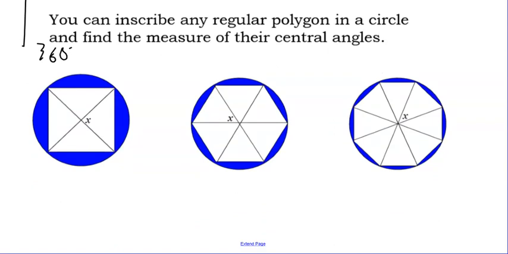So basically, if you look at the square, this angle right here is 360 divided by 4. So that's 90 degrees. All right? For this next shape, 1, 2, 3, 4, 5, 6, you're dividing by 6, so that's 60 degrees. And here you're dividing by 8, so you're doing 360 divided by 8, and the central angle is 45 degrees.